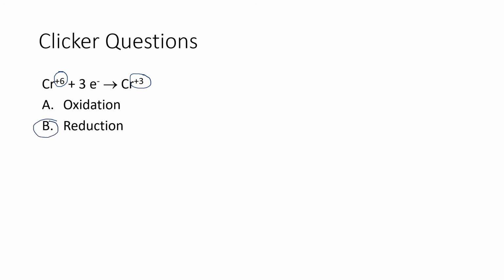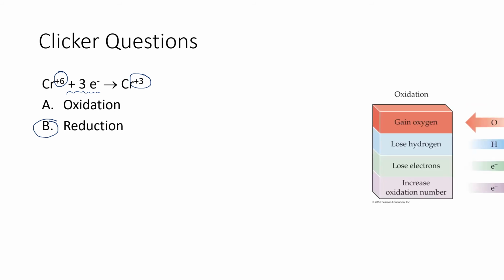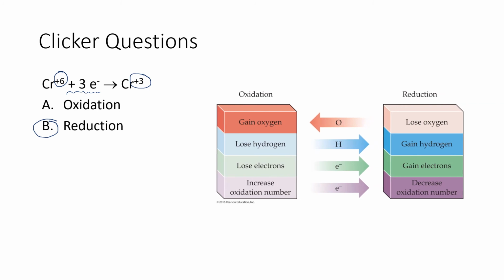Now, there's another way that we can determine that, and that's because we are adding electrons to make this reaction go. So we start with this chromium +6 ion, we add 3 electrons to it, and that gives us the chromium +3. So we also added electrons. So if we go back and look at this graphic, if we gain electrons, that's going to be a reduction, and that accompanying decrease in oxidation number also makes it a reduction.